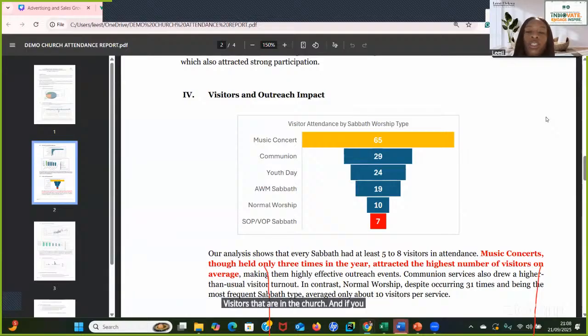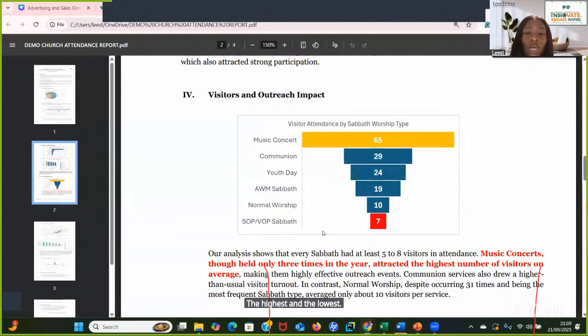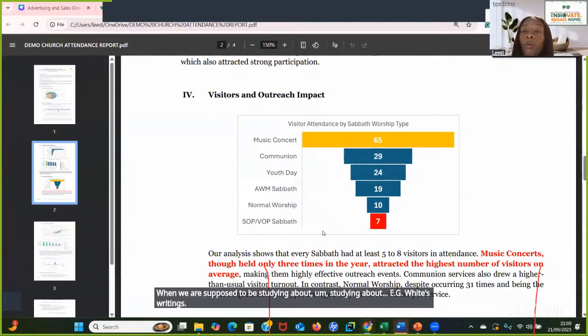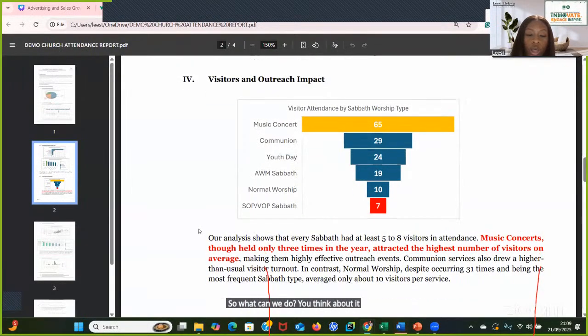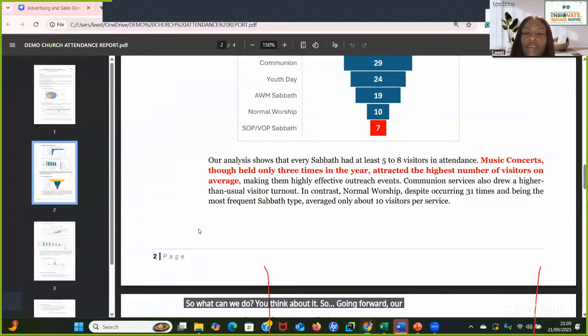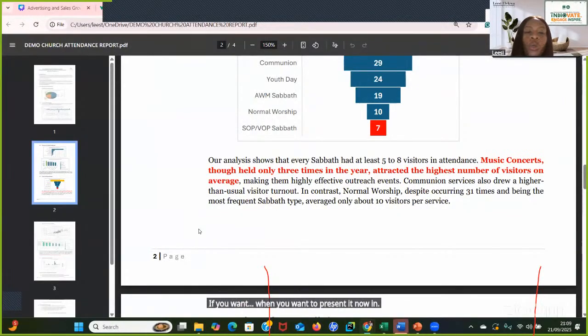And if you notice the way I presented the graph, I highlighted the highest and the lowest. Look at SOPVOP Sabbath, when we are supposed to be studying about E.G. White's writings, studying about our books and all, and we're having 7 visitors. So what can we do? You think about it. Going forward, when you want to present it in an official way, our analysis shows that every Sabbath had at least 5 to 8 visitors in attendance.